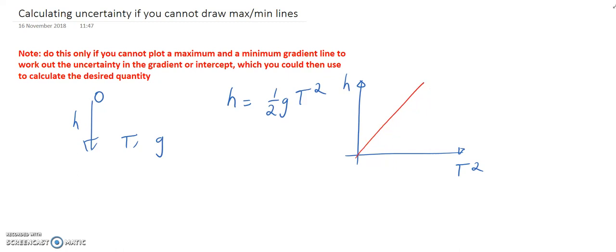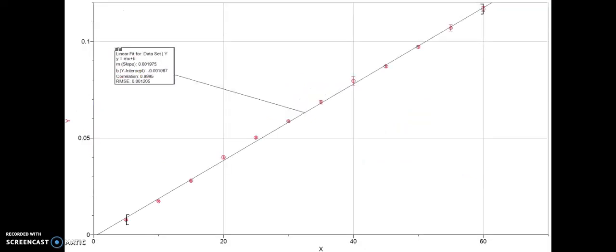So you do the experiment and you plot the data, and you find something that looks a bit like this. A graph which is straight but has quite small uncertainties. So the uncertainties in the x direction are so small that you can't really see them, and some of the y uncertainties are bigger than the size of the point, but most of them aren't, which means we're not going to be able to draw on a maximum and a minimum gradient line. So what do we do?